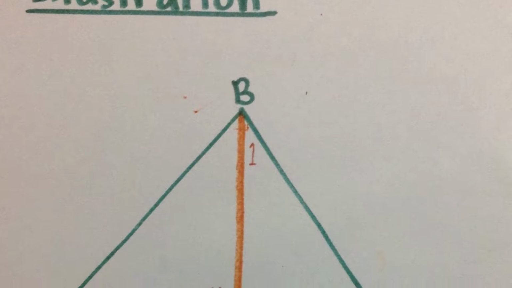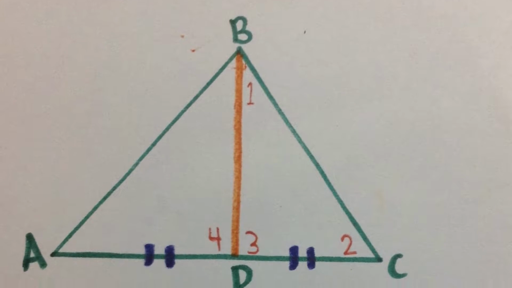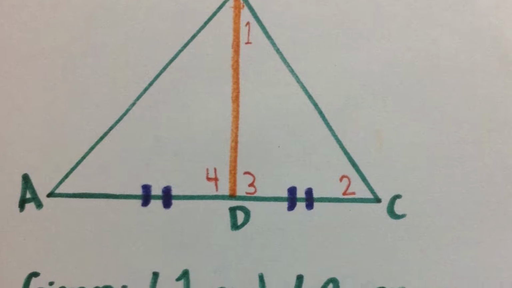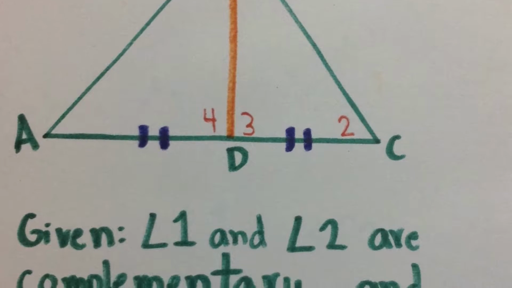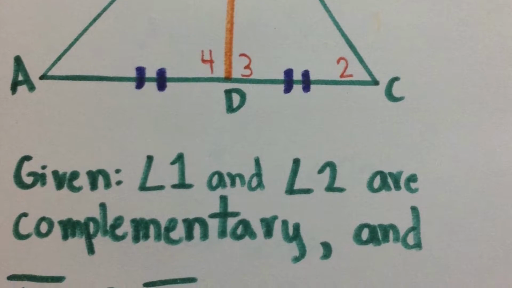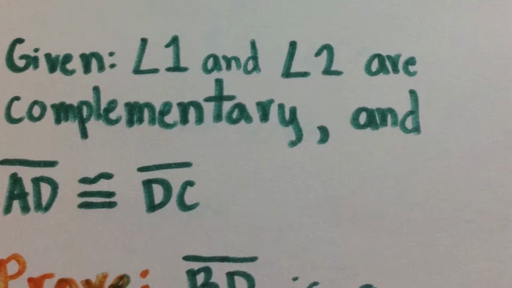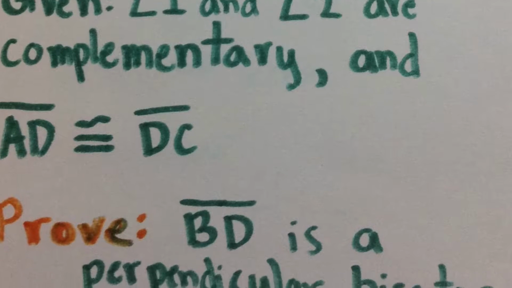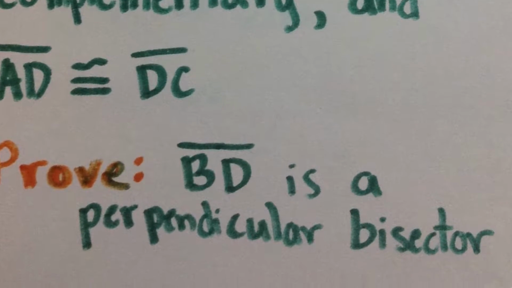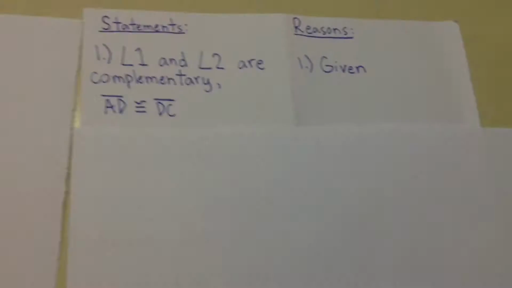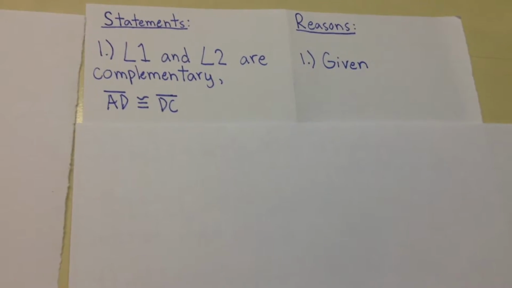So here is a close look at our triangle illustration. Our given is that angles 1 and 2 are complementary and segment AD is congruent with segment DC. And we must prove that segment BD is a perpendicular bisector. So now let's start the proving.